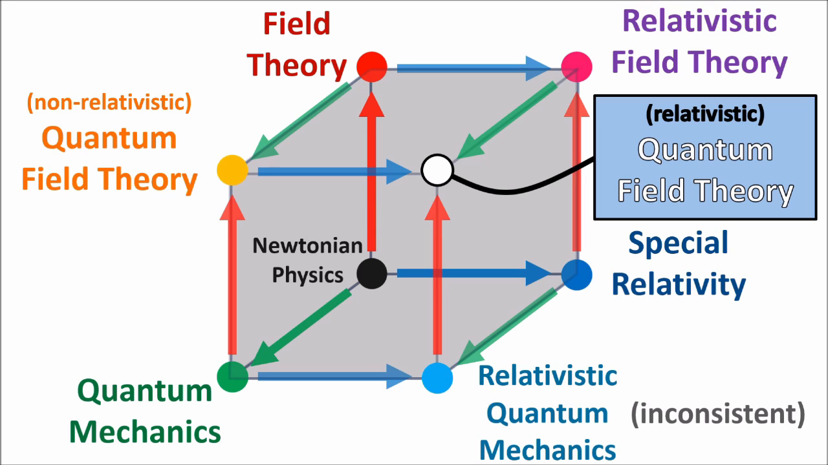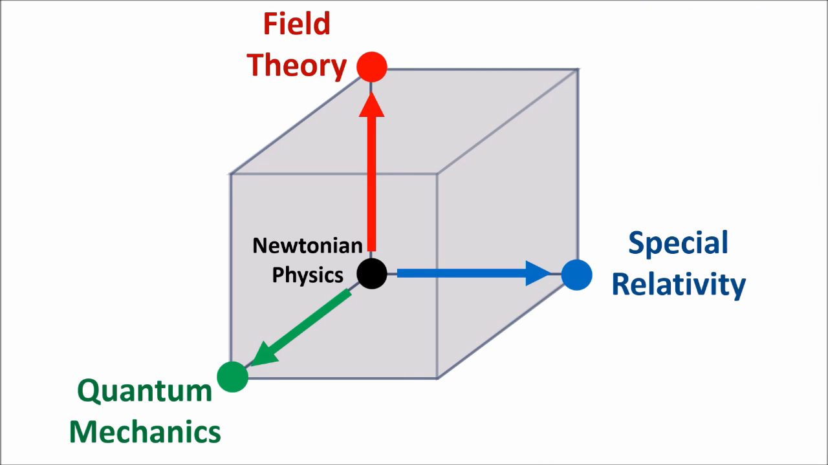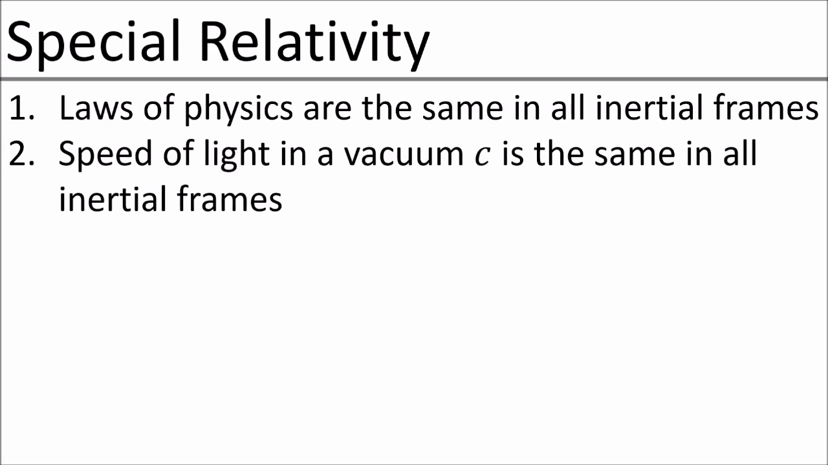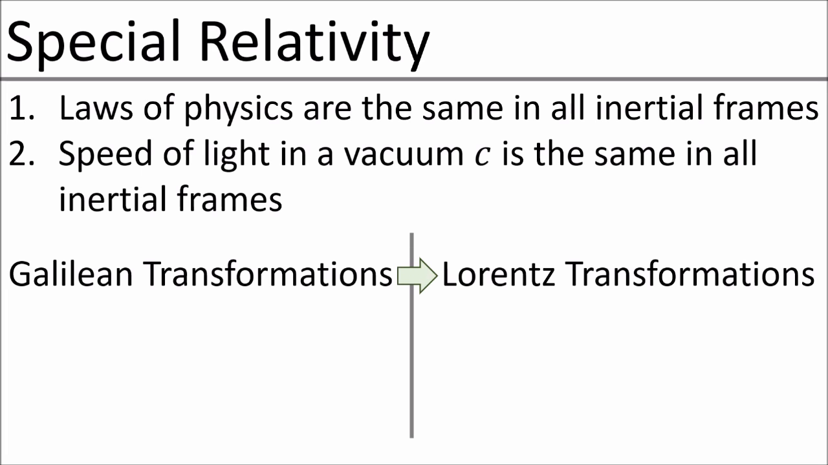So to properly understand quantum field theory, we need to understand special relativity, quantum mechanics, and classical field theory, and understand how they all fit together. So let's start with special relativity. The two postulates of special relativity are that the laws of physics are the same in all inertial reference frames, and that the speed of light in a vacuum is also the same in all inertial reference frames. What this really means is that we need to change from using the Galilean transformations from Newtonian physics and upgrade to use Lorentz transformations.